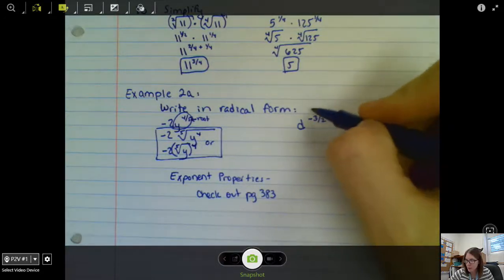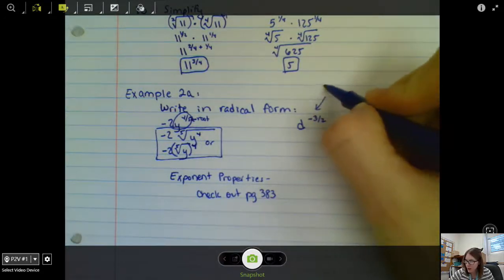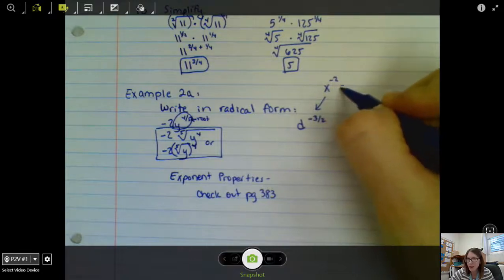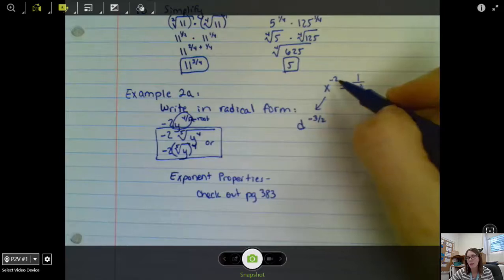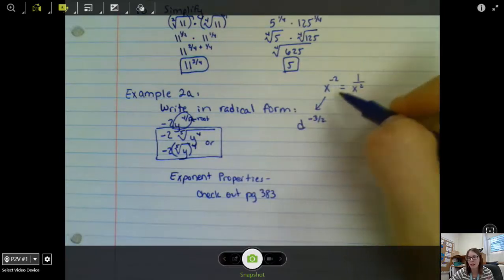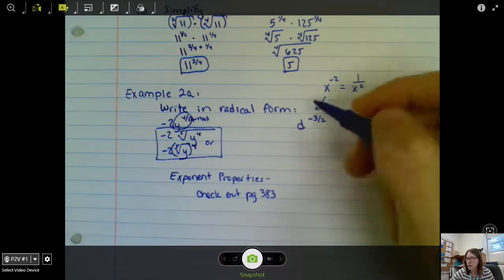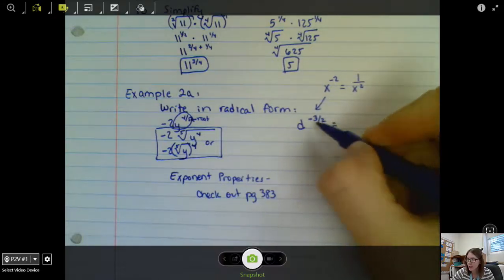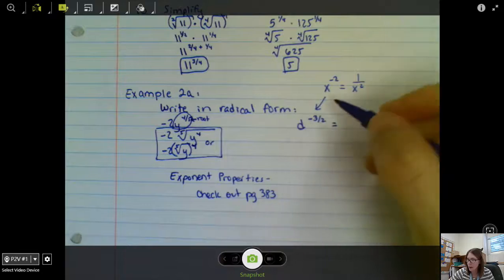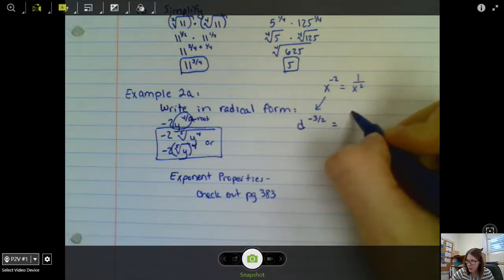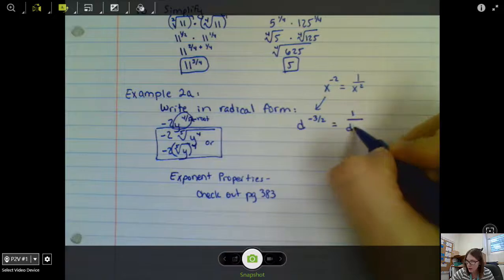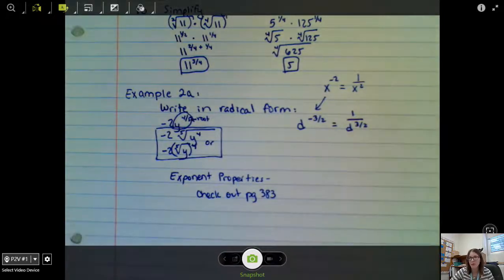for example, and I'm going to come up here, x to the negative 2nd power means 1 over x squared. So that negative basically takes our base and makes it a reciprocal. So instead of being x, our base is 1 over x squared. So here, d to the negative 3/2 power, that negative exponent really makes it 1 over d to the 3/2.